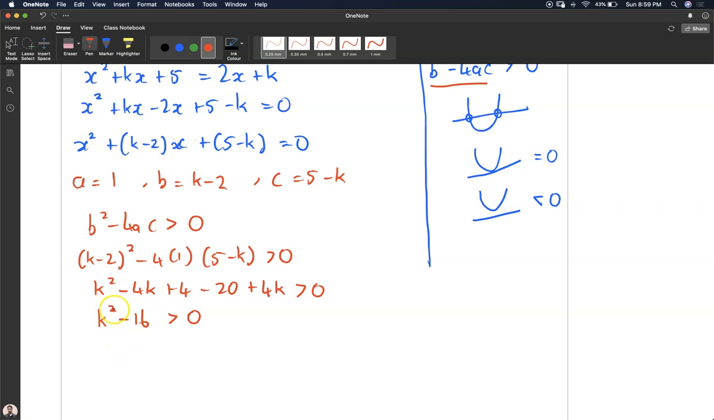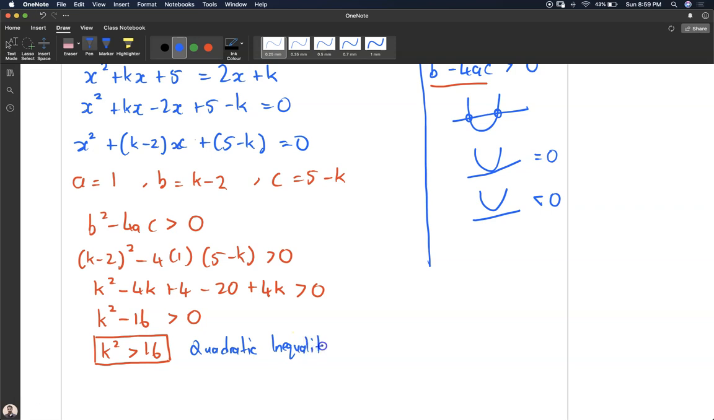Now notice that this is a quadratic. I'm going to try and solve for k first by pushing the 16 to the other side, and I'm going to end up with 2 values. But before I get the values, I just want to let you know that this is called a quadratic inequality.